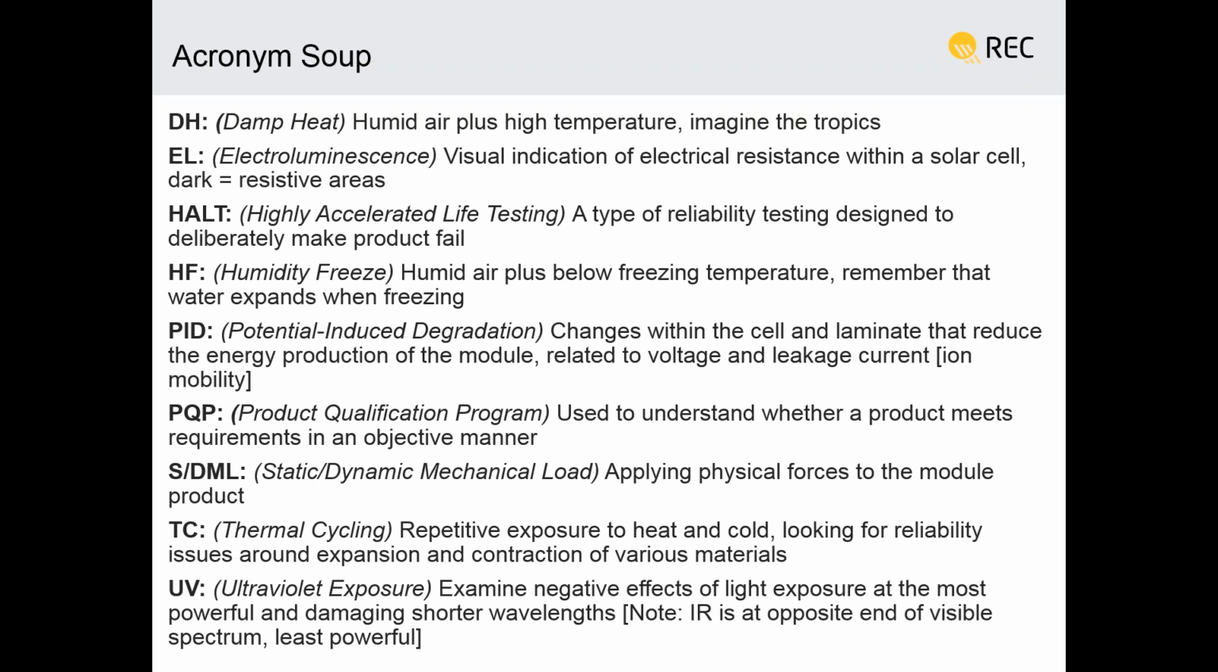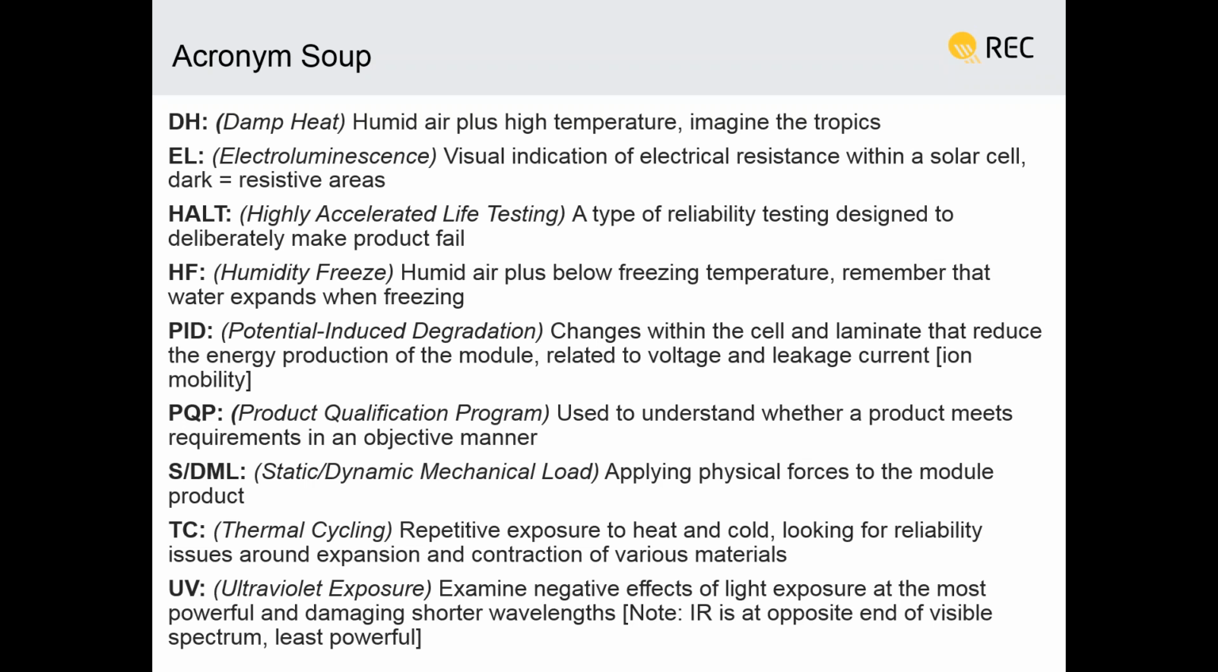The next item there, and yes, this is organized alphabetically, HF is simply humidity freeze. Think about it as the opposite of damp heat. This is simply a lot of moisture in the air, but below freezing temperature, below 32 degrees Fahrenheit.